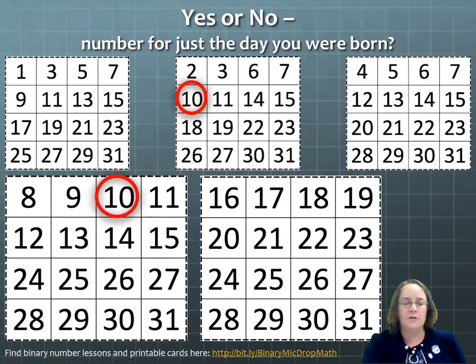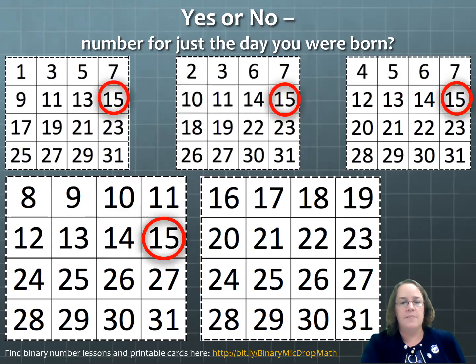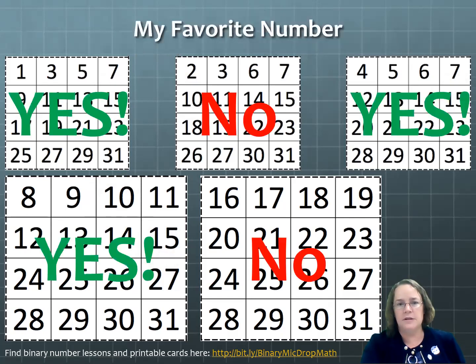And so again, that's how you're able to do this mic drop math trick with these cards that you can either print out from our website or you could do it here. So let's think about what is my favorite number and see if you can figure it out. So if I was saying yes and no for my favorite number, I would say, yes, it's on the first card. No, it's not on the second card.